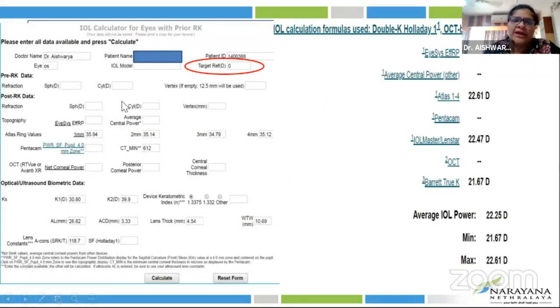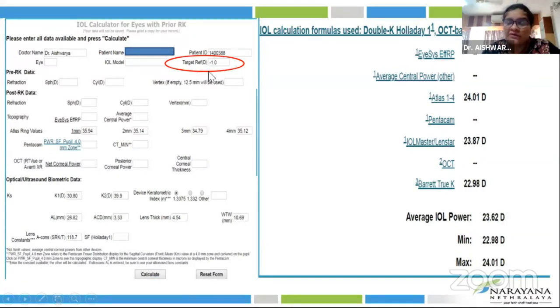One important thing which I would like to suggest over here is that with prior RK, whenever we are doing any of the IOL calculations, the target refraction should not be put as 0. It has to go to around -1, or in fact, there are times when doctors take it as -2 as well, so that you can get a better value and a better reading in the postoperative period.